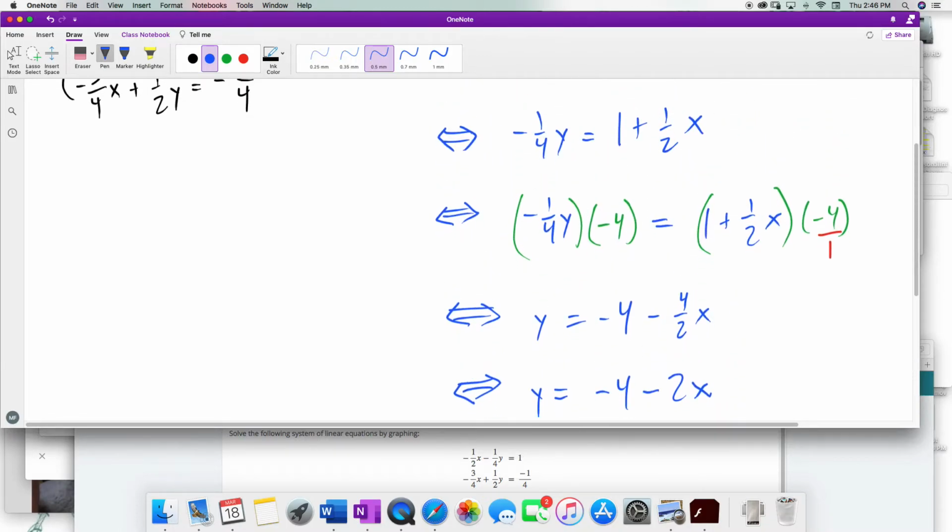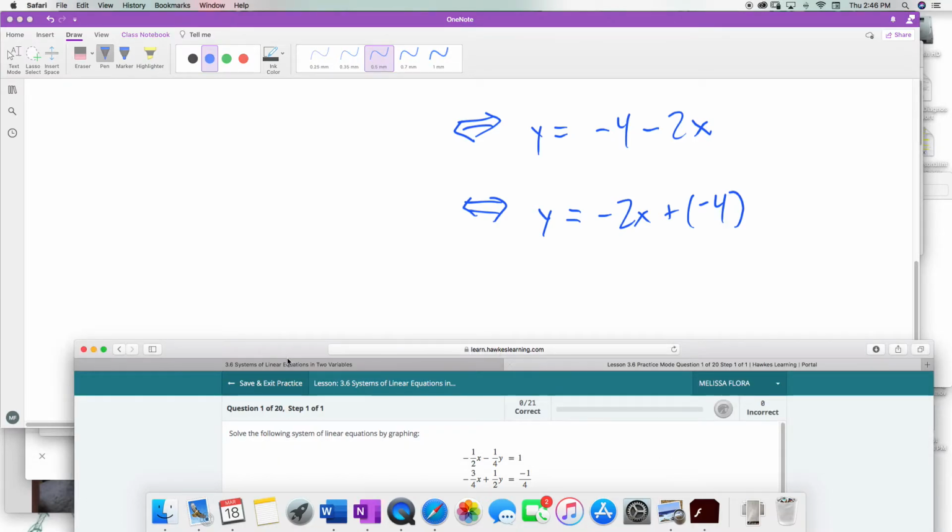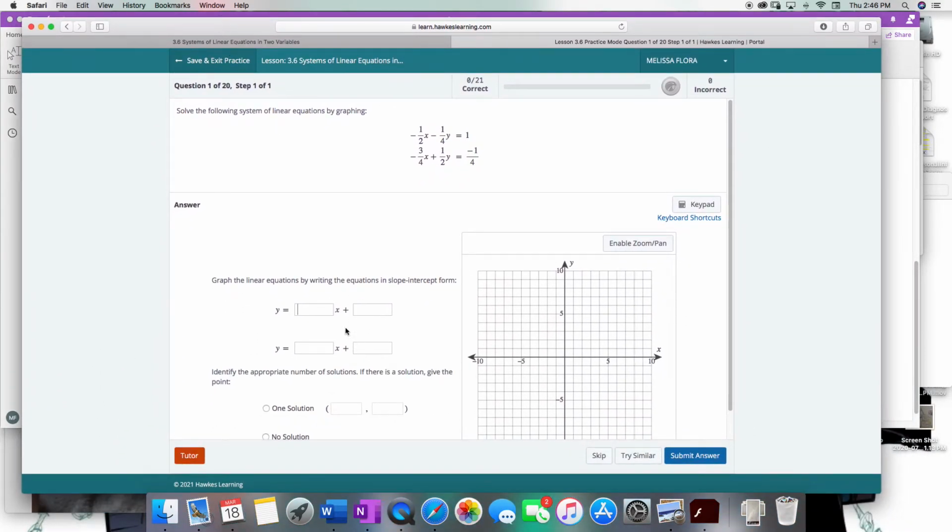Okay, so that's the first one. Let's go ahead and actually enter that in as our answer. So we have -2x plus -4. Okay, so we have -2x and -4. Now in this case, they're actually putting the graph in here for us.